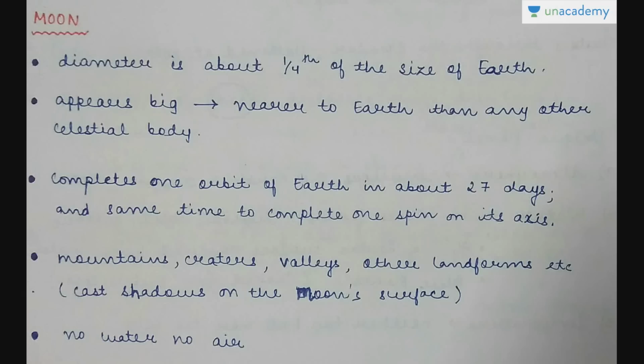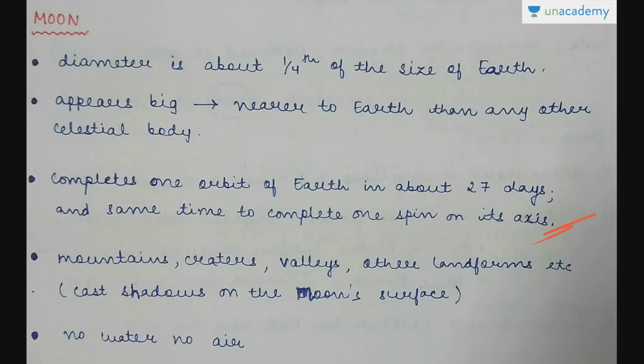Then the moon, its diameter is about one-fourth of the size of the Earth. So you can say it's much smaller in size, but it appears big to us. Why? Because it is comparatively nearer to us than any other celestial body. It completes one orbit of the Earth in about 27 days and takes the same time to complete one spin, that is, rotation on its own axis.